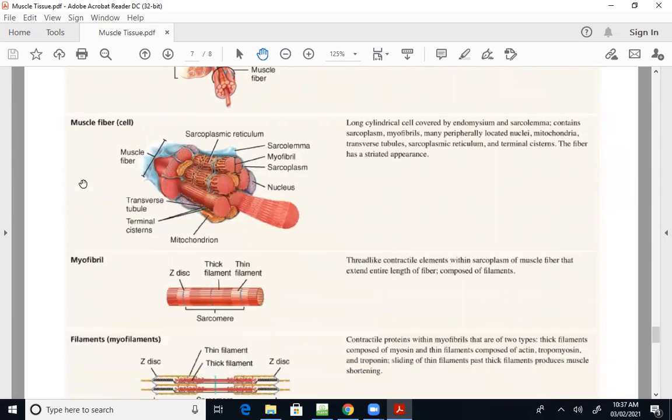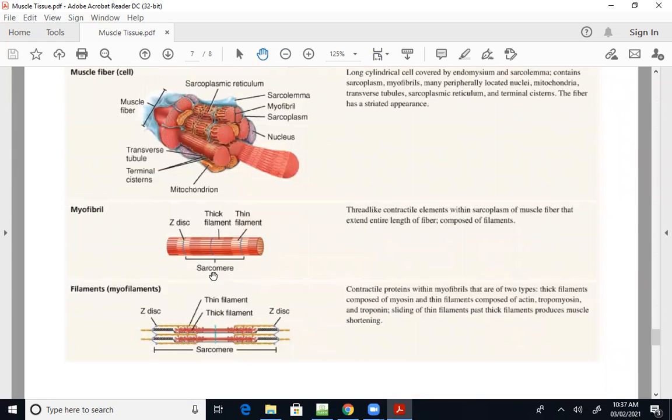The one thing missing, they didn't include as a separate category, is a sarcomere. And that's because the sarcomere is not a structure, it's a segment of a myofibril, so you can see why that is on this page.